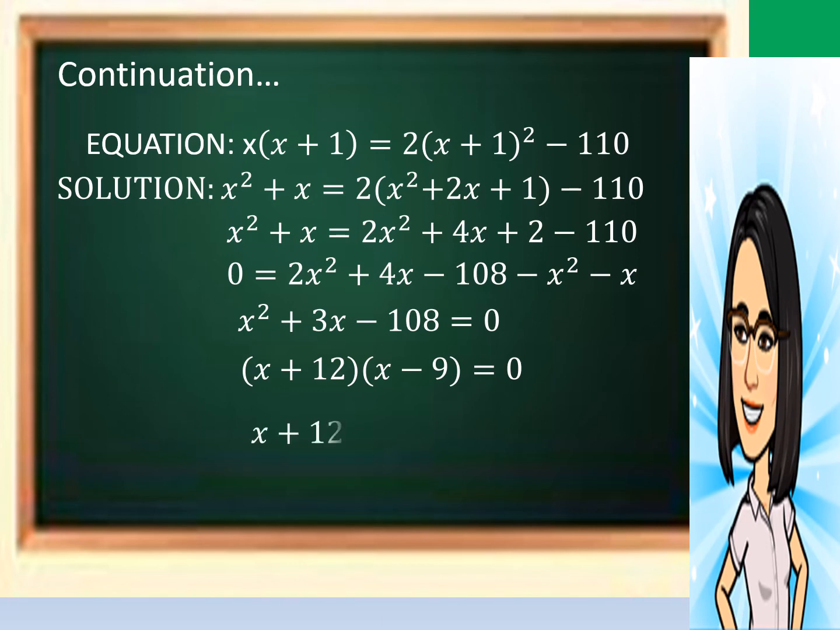Applying the zero product theorem, we get x plus 12 is equal to 0, so x is equal to negative 12. And x minus 9 is equal to 0, so x is equal to 9.